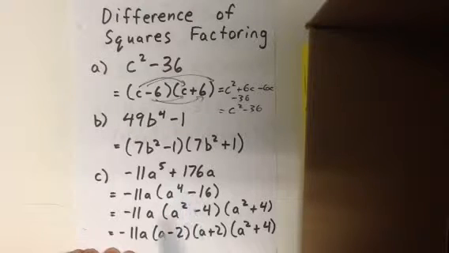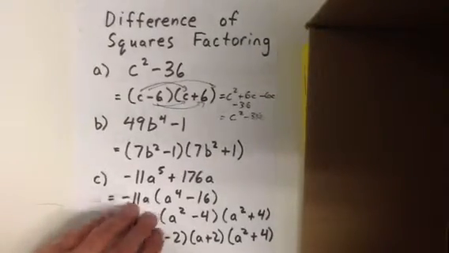Well, looking at a to the 4 minus 16, we see that we have a difference of squares opportunity. a to the 4 is a squared times a squared. 16 is 4 times 4. So we get negative 11a times a squared minus 4, a squared plus 4. But we're not done factoring until we're done factoring, so to speak. So this a squared minus 4 factor is another opportunity for difference of squares, because a squared is a times a, and 4 is 2 times 2. So a squared minus 4 is a minus 2 times a plus 2. So we have a factor of negative 11a, a factor of a minus 2, a factor of a plus 2, and a factor of a squared plus 4.